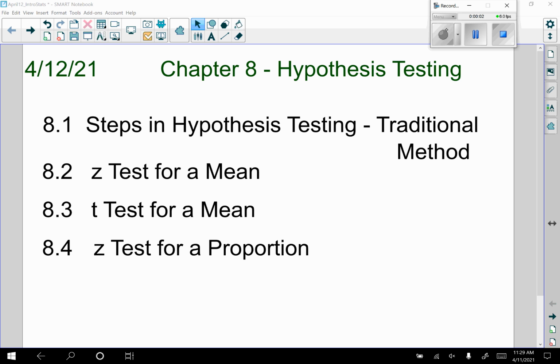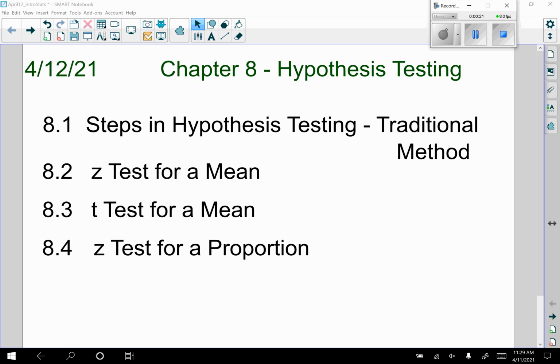Chapter 8 is a vital part of inferential statistics. This is where we focus on what we call hypothesis testing. So in section 8.1, we're going to take a look at the steps of hypothesis testing for a traditional method. And then within each section here from 8.2 to 8.4, there's going to be other ways to go through hypothesis testing.